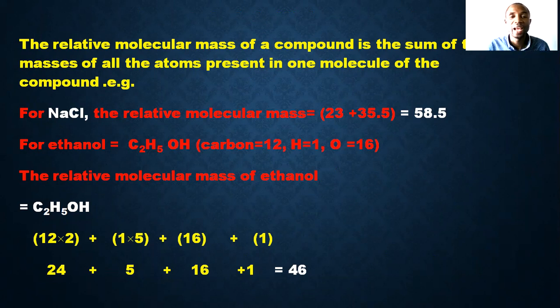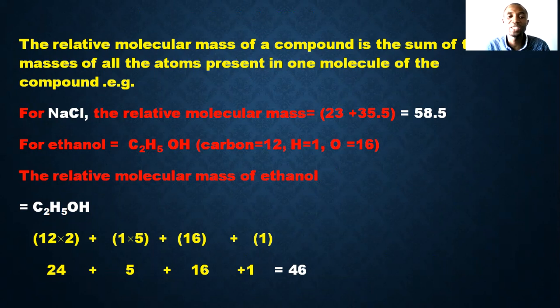So something like NaCl, which is sodium chloride: the relative molecular mass is sodium, which is Na, 23, plus chlorine, which is 35.5. When you sum it together, you're going to have 58.5. That is the relative molecular mass of sodium chloride. It's very simple, sum it up.